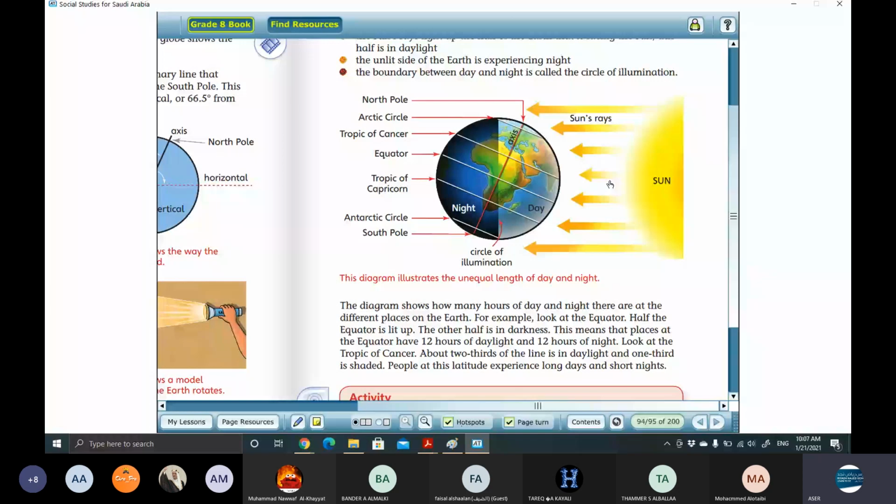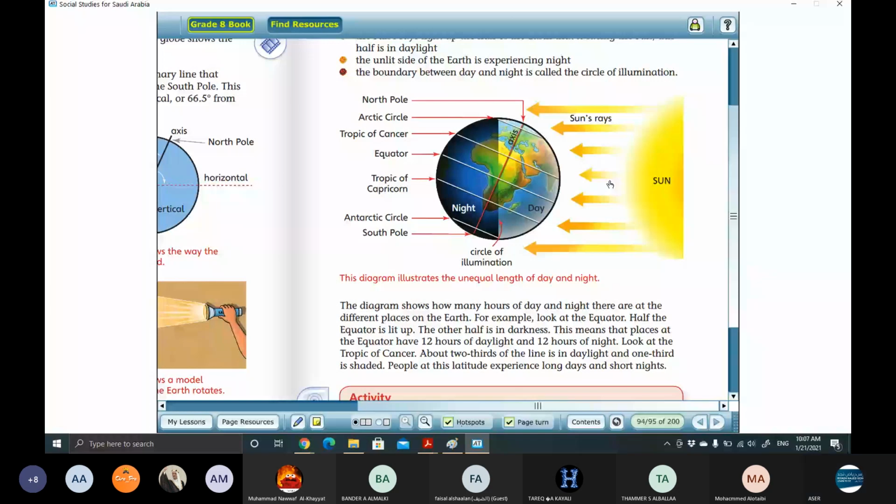Look at the Tropic of Cancer, for example. Most of it is in daylight, so it will not be 12 hours; it will be more than 14 hours of day, and only 8 hours of night. Look at the Tropic of Capricorn. More than half of it is in the night, so we will have only about 8 hours of day, and the rest will be night. In the Antarctic Circle, only half an hour or one hour is day, and the rest is totally night.